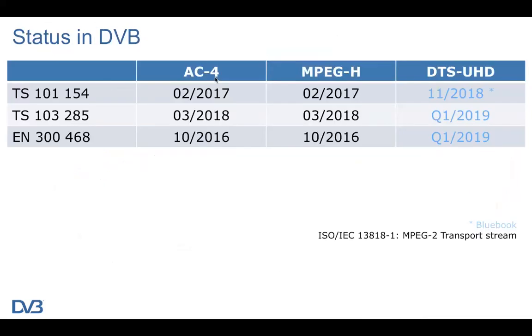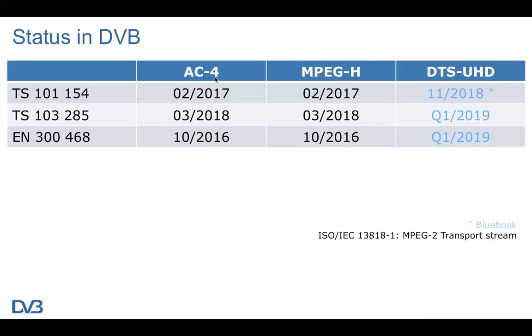So let's have a quick look at how we got to publishing all those documents. The DVB components in the toolbox, in that ETSI specification TS 101 154, the first in was AC4, shortly followed by MPEG-H, and they were both agreed together right back in, I think actually they were approved at the beginning of 2018 and then made it into the Blue Book publication towards the end of that year.